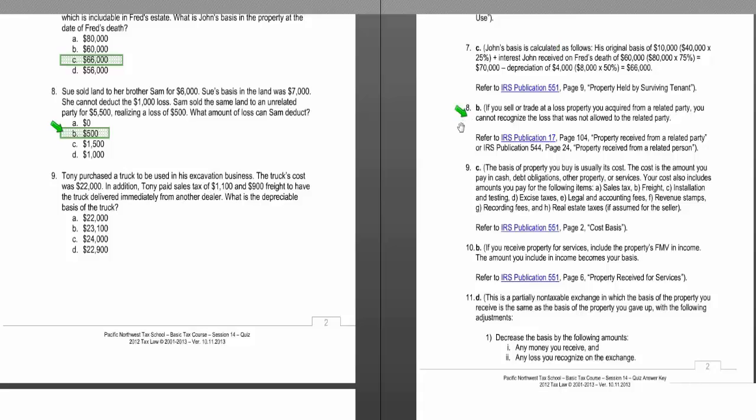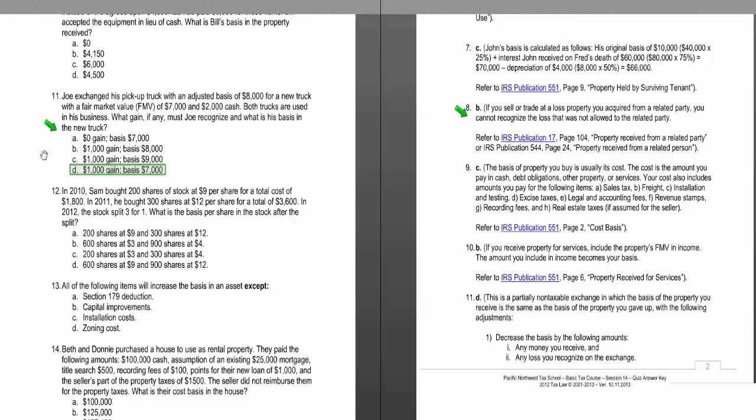Just going over the answer key, you can see that if you sell or trade at a loss property that you acquired from a related party, you cannot recognize the loss that was not allowed to the related party. So if there's some question in here that could Sam somehow claim a deduction for the loss that goes all the way back to Sue's original basis, the answer is no. He only looks to what he paid her, and he's allowed that loss of $500.